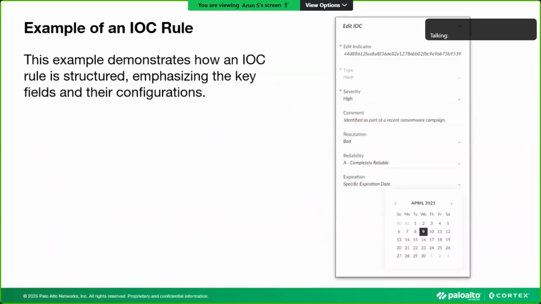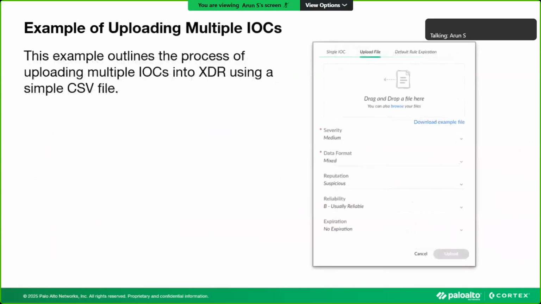And this is one example of an IOC rule. So you define the indicator value, what is the type, what is the severity, you give the comment, what is the reputation, reliability, and also the expiration date. So this is your IOC rule. You can upload multiple IOCs, just upload a file here and multiple IOCs can be uploaded. It's a simple CSV file. The format is CSV.